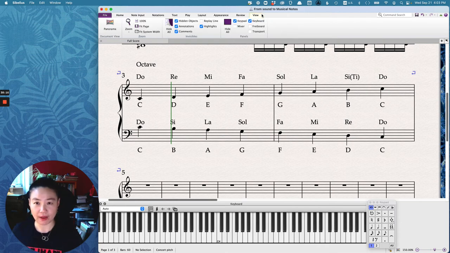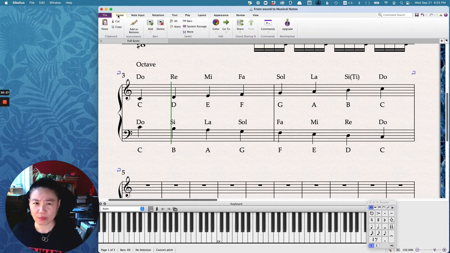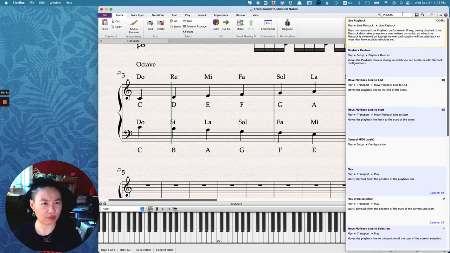God, this playback line is so annoying. How do you turn it off in Sibelius? Whatever. Playback line. Appearance. Layout. Home. Playback line? Where's playback line? Playback.